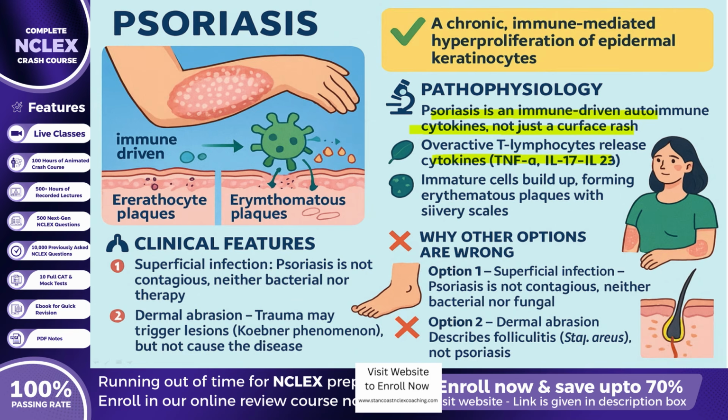Because it is non-infectious and chronic, treatment often extends beyond creams to include biologic therapies targeting specific immune pathways. It is also linked with systemic comorbidities such as psoriatic arthritis, metabolic syndrome, and cardiovascular disease, reminding nurses that psoriasis goes far beyond the skin.